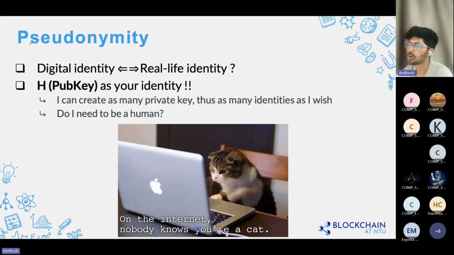So what does this mean? It means that you don't know what your identity is online. You can be anything online.